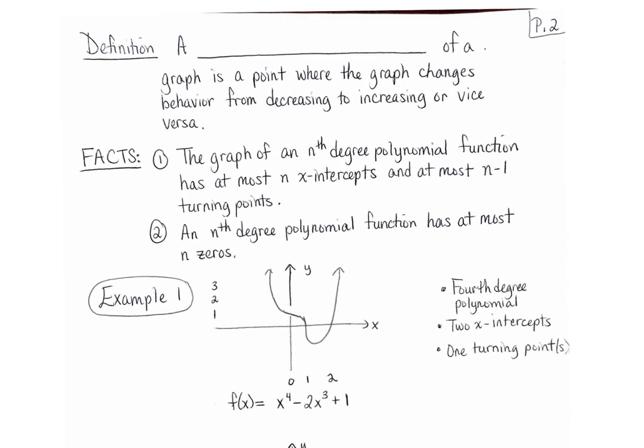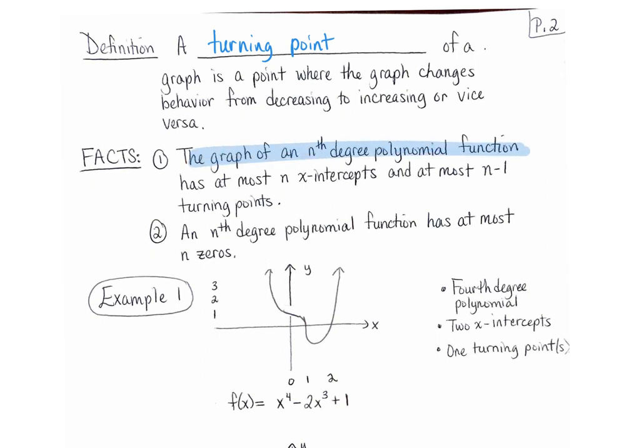Okay, so some new information. Whenever you're looking at a graph, a turning point of a graph is a point where the graph changes behavior from decreasing to increasing or from increasing to decreasing. Okay, a few facts. The graph of an nth degree polynomial function has at most n x-intercepts and at most n minus 1 turning points. This is important. Okay, this is important.